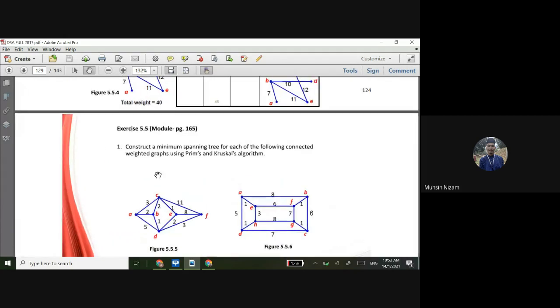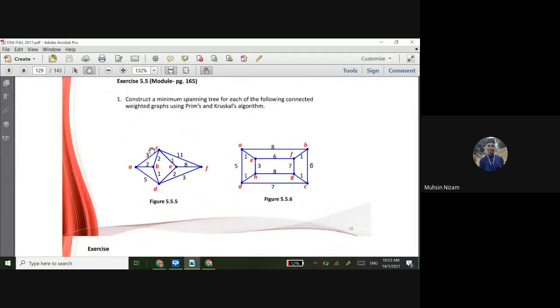Okay. So, ambil masa sekejap untuk buat 5.5.5. Lepas ni saya akan present jawapan saya. Okay, give me. Saya charge laptop ya.